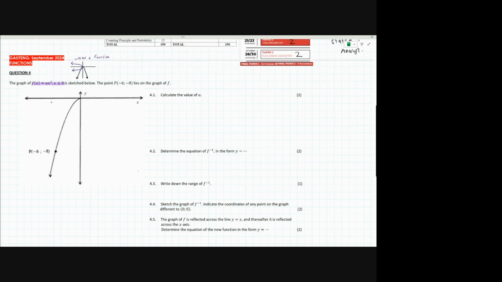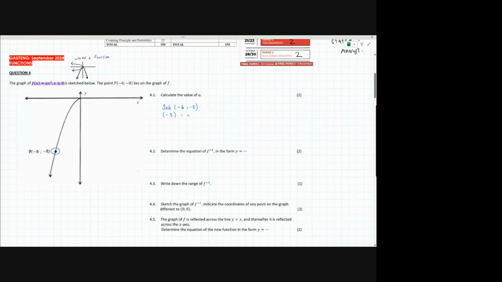So we've been told that we have a point on the graph, etc., etc. It's all lovely. We can now go and answer some questions. So the first question says, calculate the value of a, the coefficient of x squared. This should be an easy question to answer, because we just substitute. We're going to substitute in the point that we have, the (-6; -8), because it lies on the graph of f of x, and so it follows the rule.